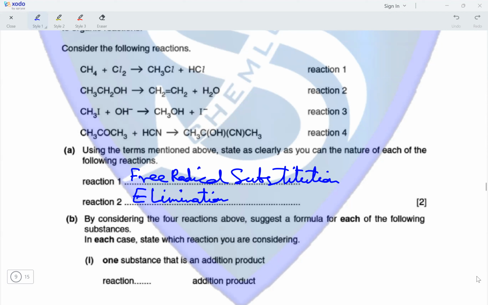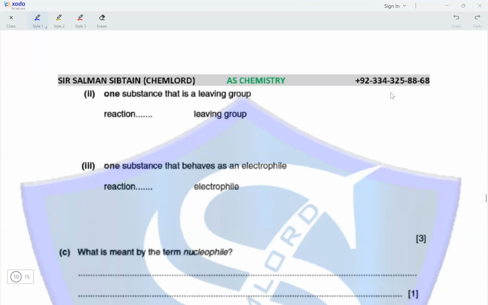By considering the four reactions above, suggest a formula for each of the following substances. In each case, state which reaction you are considering. So, one substance that is an addition product, something that has been added. So, in reaction 4, we have a CN group that has been added. We also have a hydrogen that is added to oxygen to produce OH. So the addition product is CN. One substance that is a leaving group. So in reaction 3, which is nucleophilic substitution, the I negative ion has been replaced by OH negative. So I negative ion is the leaving group.